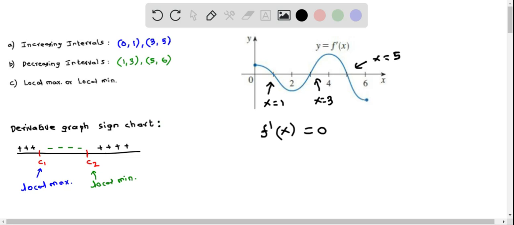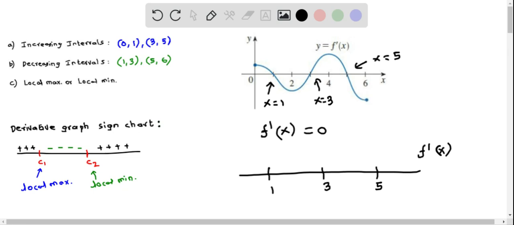So we will create a sign chart, and based on the sign chart, we'll determine the local maximum or local minimum for this graph of the function. So I'm creating a sign chart for the derivative graph, that is x equal to 1, x equal to 3, and x equal to 5. This is the sign chart for the derivative graph, that is f prime of x. Now let me put the corresponding signs to the left as well as to the right of each of the critical numbers.